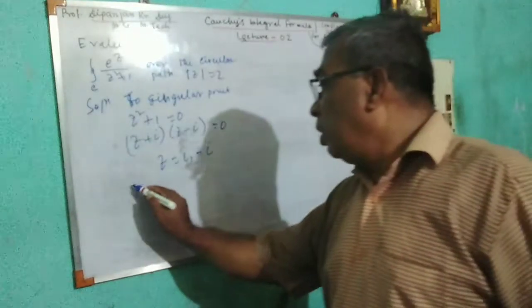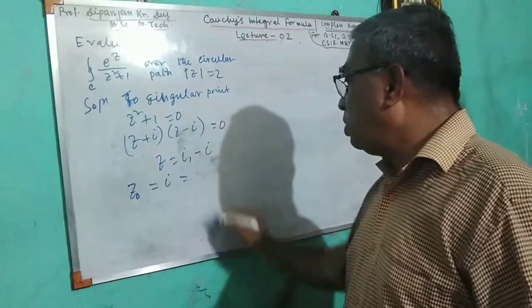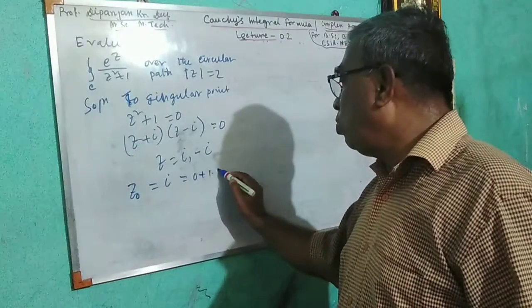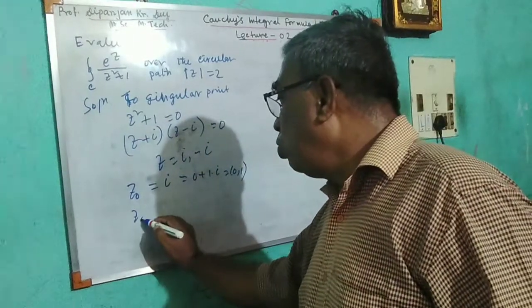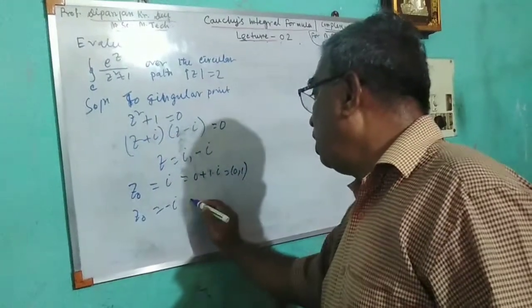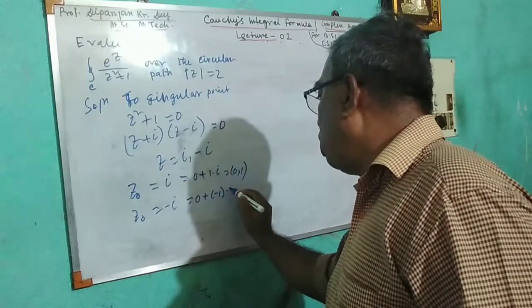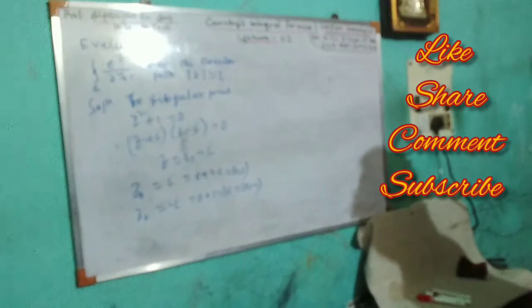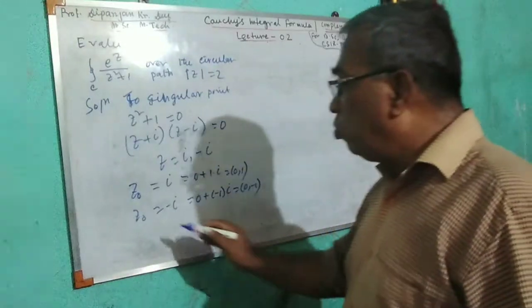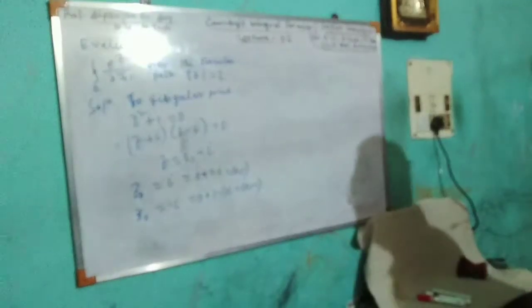When z0, that is the singular point, z0 equal to I, I means 0 plus 1 into I, that is 0 comma 1. z0 equal to minus I, that is 0 plus minus 1 into I, that is 0 comma minus 1. So these are the two singular points: 0 comma 1 and 0 comma minus 1.